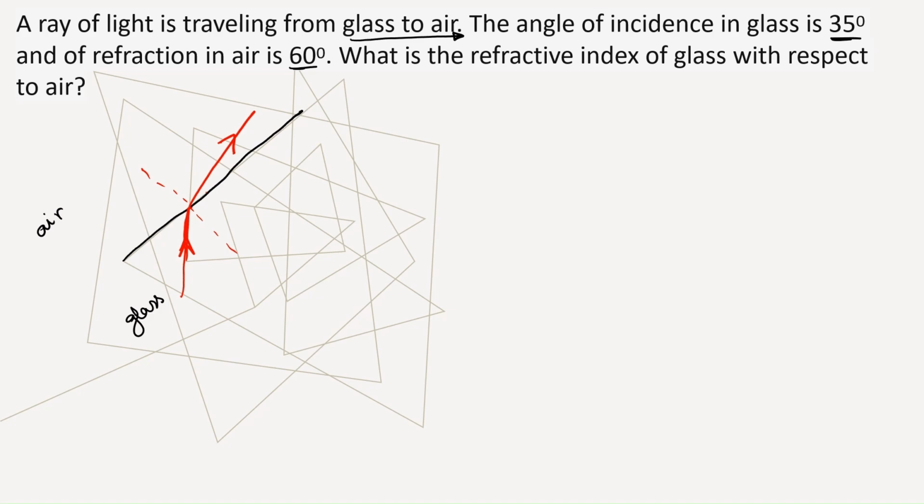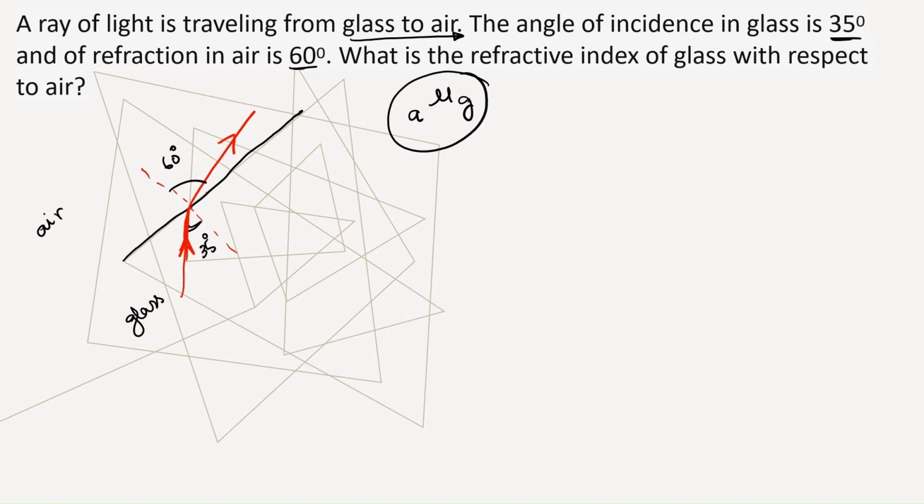So what is this? Angle of incidence. Angle of incidence should be measured from normal to incident ray. How much is that? 35 degrees. And angle of refraction is 60 degrees. 35, 60. Now you have to find out the refractive index, very important. Refractive index of glass with respect to air.